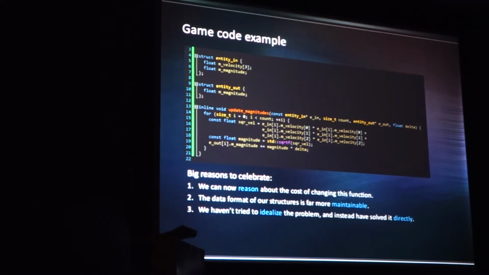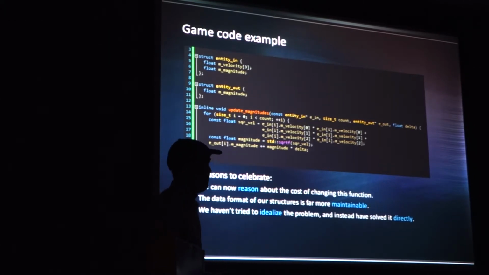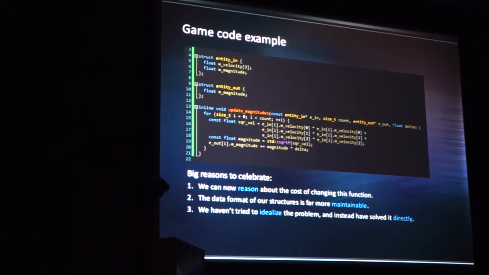And number 3, we haven't tried to idealize the problem, okay? We've solved it directly, okay? There's no crazy abstraction like make this monolithic entity class that has no purpose other than to confuse you. I mean, how often has it been you've gone to a piece of code and you're like, what the hell is going on? I don't even know what's happening. I'm looking at this function and I have no idea what it does. That's object-oriented programming. That's what you've been taught.